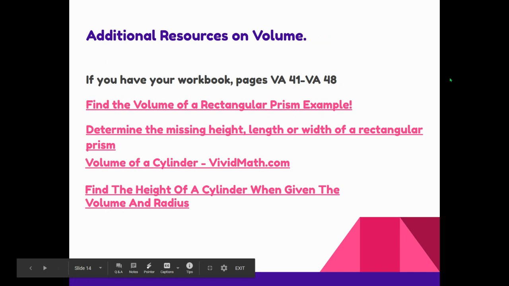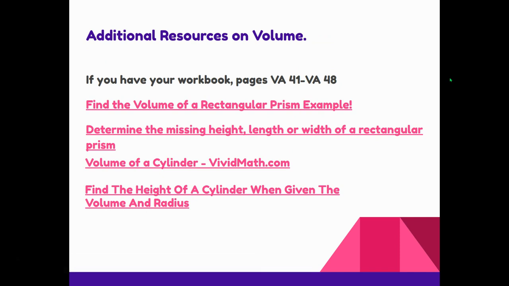If you need additional resources on volume, you can go to your workbook, pages 41 through 48, located in the back. You can find the volume of a rectangular prism example, determining the missing height, length, or width of a rectangular prism, the volume of a cylinder, and how to find a missing part for a cylinder on these YouTube videos.